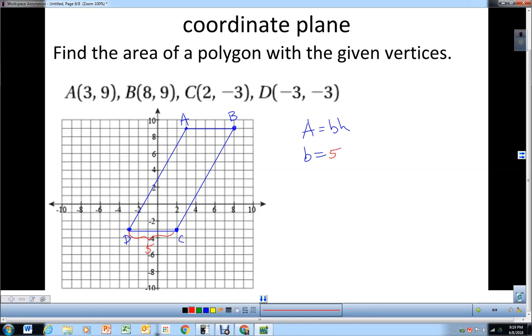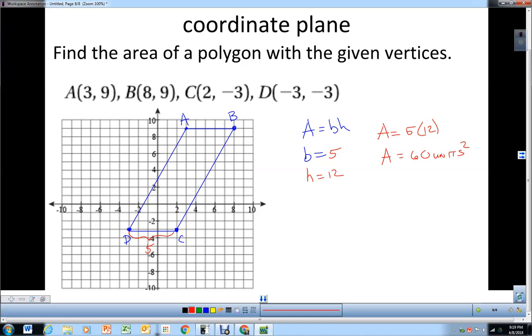Now our height goes from this distance here to this distance here. So we can count the difference in y values, or we can count the spaces. So we're going to have 1, 2, 3, 4, 5, 6, 7, 8, 9, 10, 11, and 12. 12 spaces up, that means our height is going to be 12. So base and height, area is going to be 5 times 12. Area is going to be 60 square units. Since they don't tell us what the units are here, we'll just say 60 square units, and that's our answer.